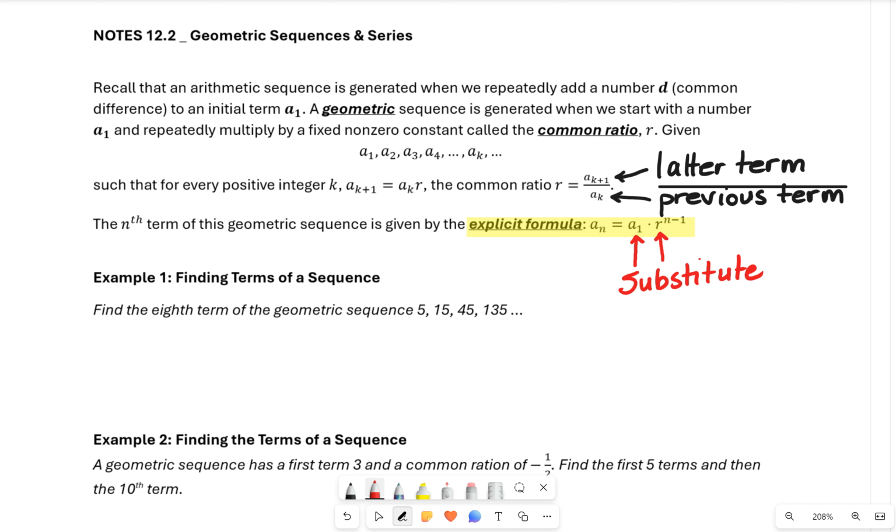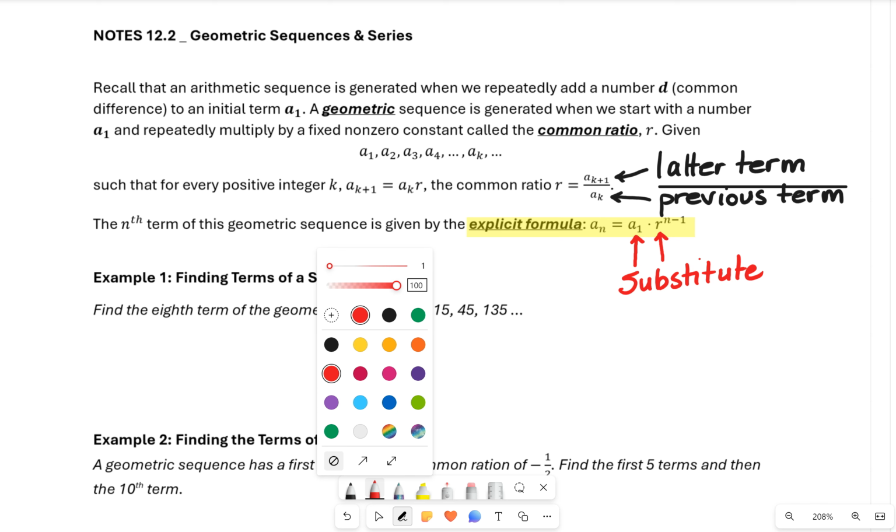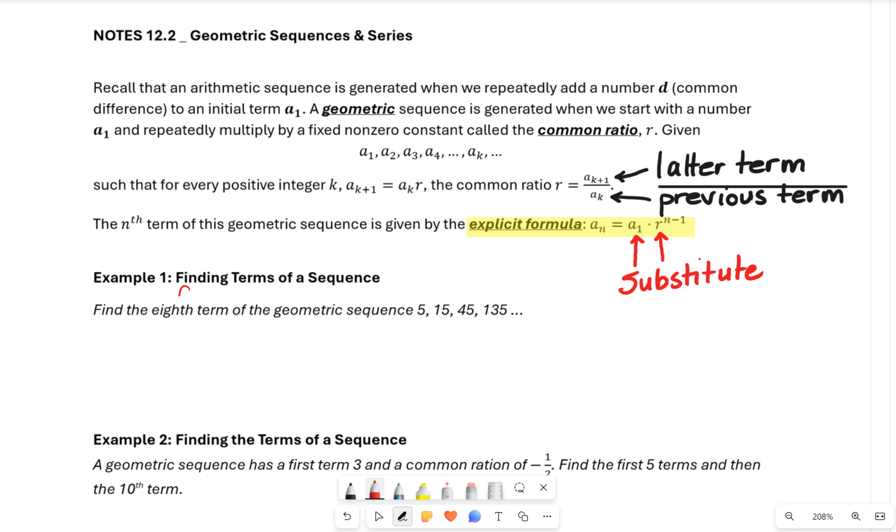Okay, so let's show you what that looks like. In example number 1, they're asking us to find the 8th term of the geometric sequence. The 8th term, shorthand, is a sub 8. That's what they're looking for. And anytime I ask you to find a term, I need you to automatically find the explicit formula, because once you have the explicit formula, you can find any term that you want.